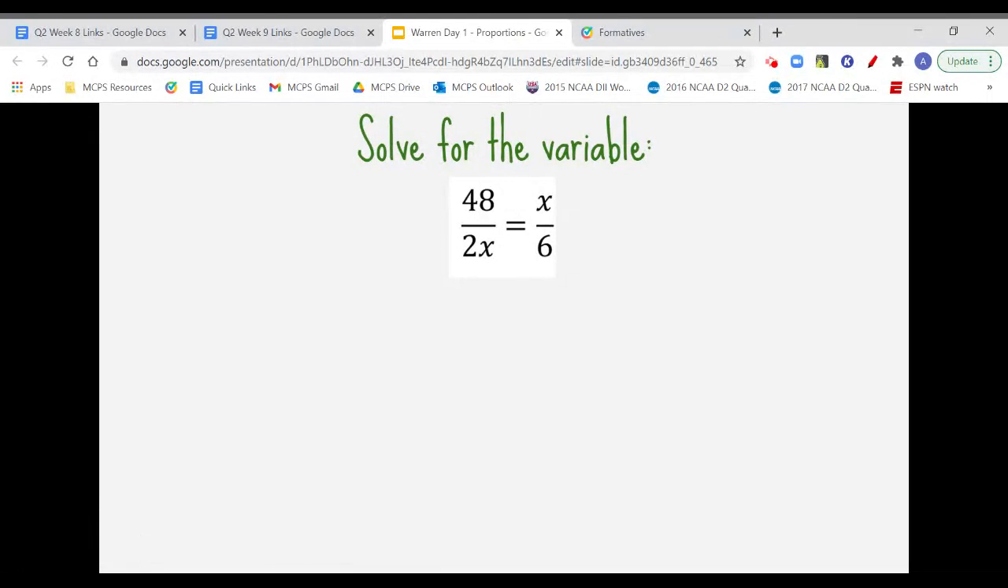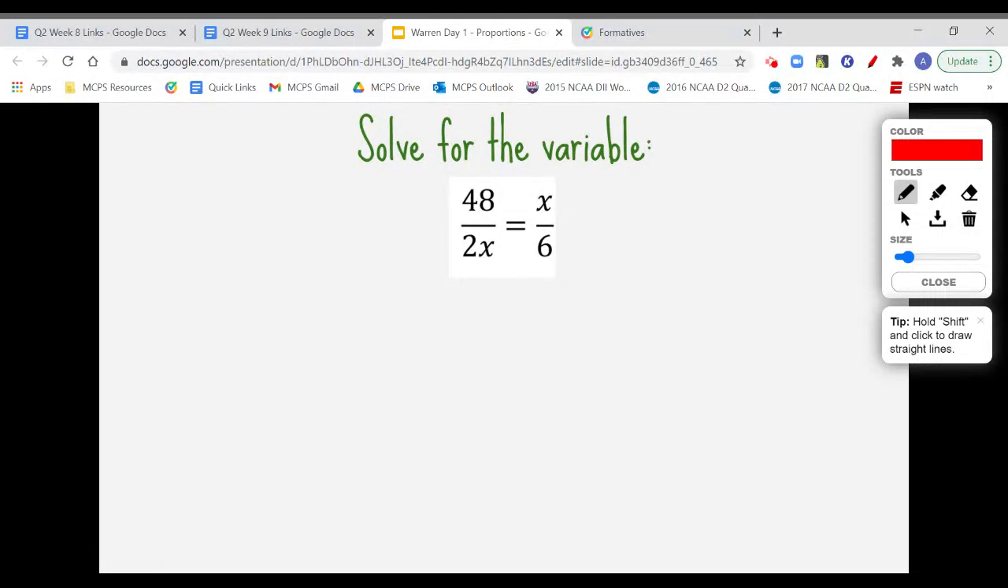This is the last problem we are going to do. Again, I'm going to go ahead and start by cross multiplying. When I do that, I have 2x times x, right? So again, there's no other number to multiply the coefficient by, so the coefficient is still 2, but x times x gives me x squared. And on the other side of the equation, I have 48 times 6, which comes out to 288.